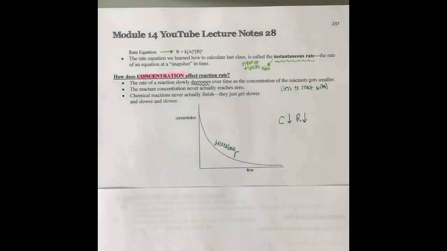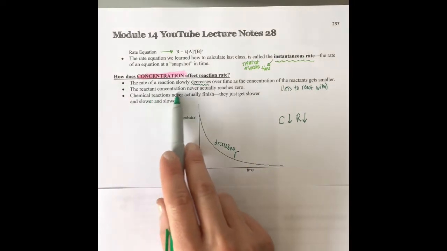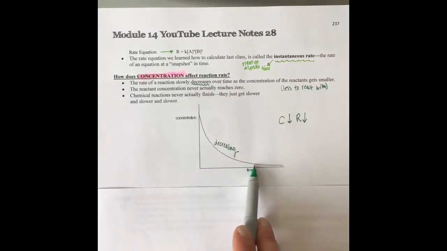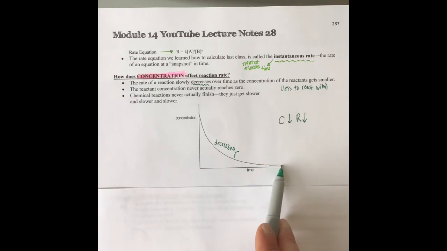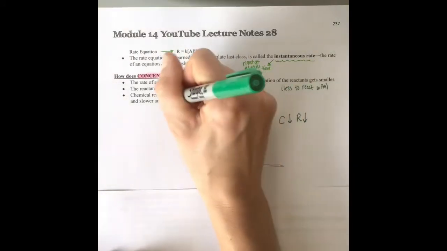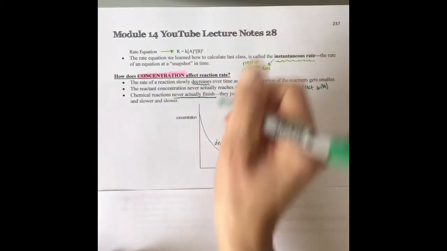Okay. The other thing I want you to note from this graph is that the reactant concentration never actually reaches zero. You can see that it gets smaller and smaller and smaller, but it never actually touches the x-axis. Reactions never actually come to completion. They just get slower and slower and slower throughout time. Okay, so that's another important thing to note.